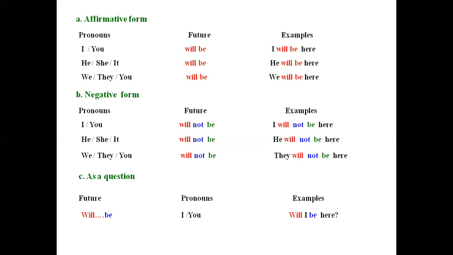Here, we start with will plus the pronoun plus the verb to be, and then the rest of the sentence. So we need to put the personal pronoun between will and be. Example, will I be here? The future, he, she, and it. Will she be here? Or will he be here? The last one, with they, or you. Will they be here? Or will you be here? Or will we be here? This is the questions in the future with the verb to be.